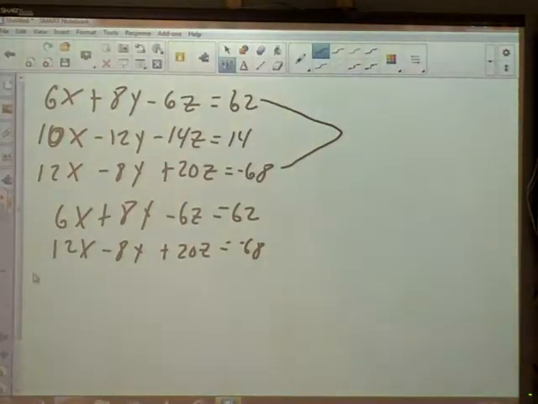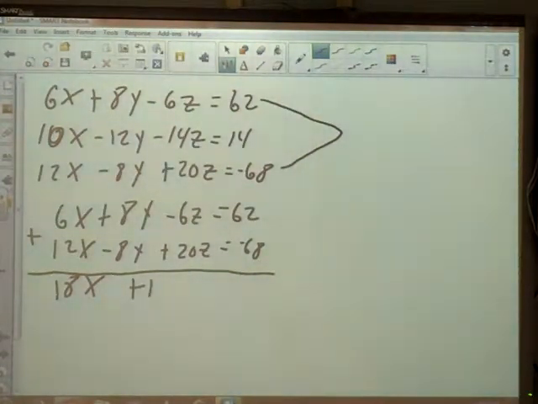Yeah, keep going. So my 8y's here are different signs, so that means I'm adding. 6x and 12x is 18x. 8y and negative 8y is nothing. Negative 6z and 20z is a positive 14z. 62 and negative 68 is negative 4. Okay? Everybody okay on my new equation number 1? Questions on that? Good, good, good, good.